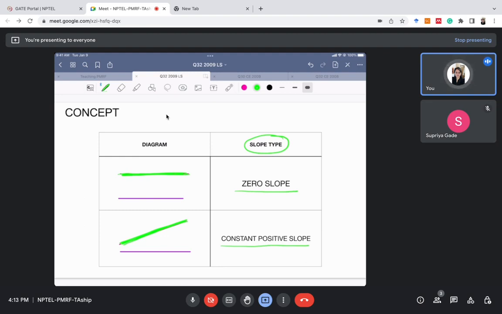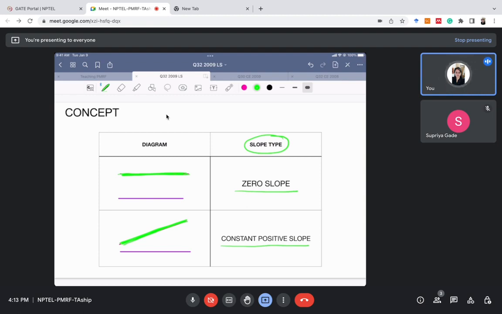They are very important. They will help you in finding out the SFD and BMD of a loading diagram very, very quickly. Just by seeing the options, you can tick mark the correct option even before doing any calculation. So these slope types are very, very important.